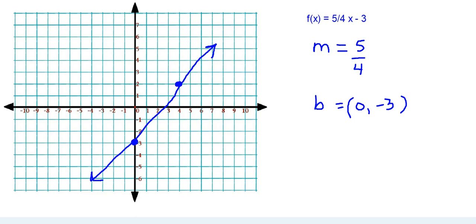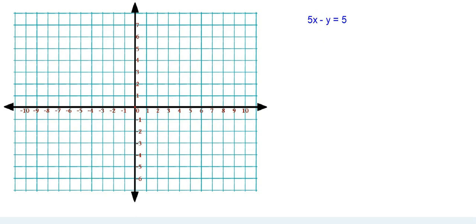Let's take a look at another one. How about 5x minus y equals 5? Now in looking at this, it should be y equals mx plus b. This is not in that form. So what we need to do is rearrange the equation so that it is in the slope-intercept form of a line. So what that means is I need to get y by itself. So I'm going to subtract 5x from both sides so that I'm left with negative y equals negative 5x plus 5.